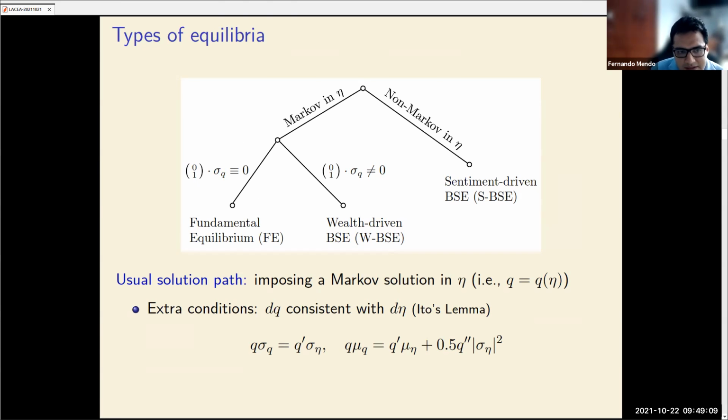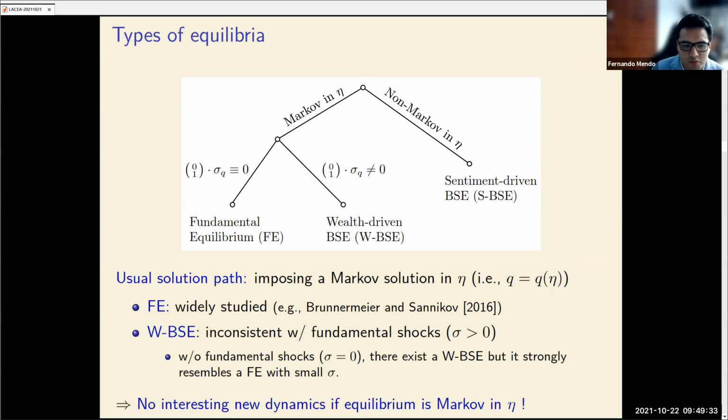Okay, but even when we impose that this is Markov in eta, we could conjecture, we could try to find an equilibrium in which dZ2, this second Brownian motion, has some role. This is what we call the wealth-driven Bayesian-Sunspot equilibrium. But it turns out in our paper, we show that as long as you have some fundamental uncertainty, this is not going to work.